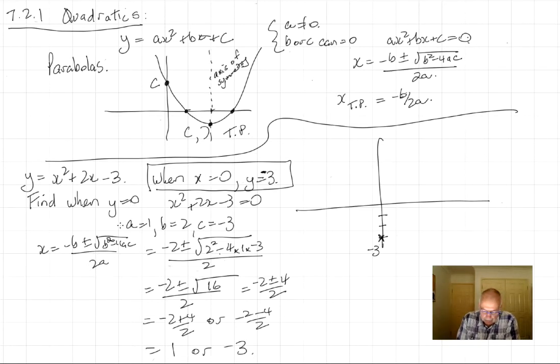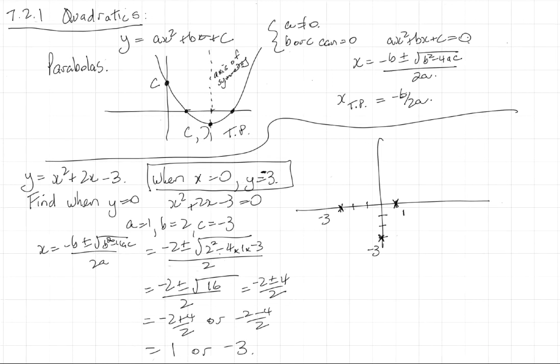And when y equals 0, so everywhere along the x-axis, we've got 1 or negative 3. So it's going to cut the x-axis at negative 3 and 1. Okay, we're getting a bit of an idea of what our parabola looks like. We probably need to find the turning point.